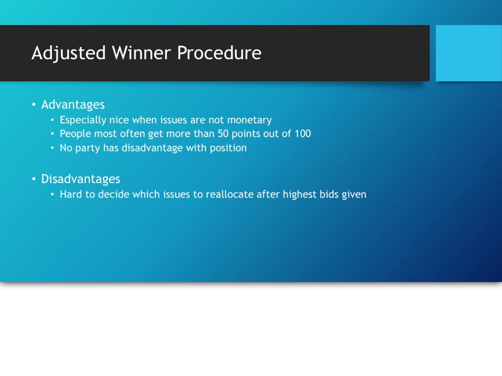And the other thing that's nice about the adjusted winner procedure is that notice that neither side has an advantage. When we saw the divider chooser, we saw that it was always best to go last. In this procedure, no side has an advantage. So a lot of the times, people will get more than 50 points out of 100 because of the different valuations.